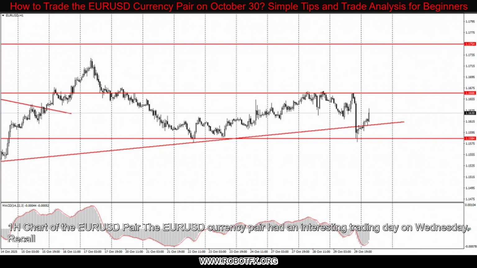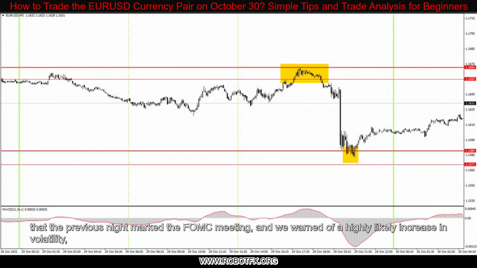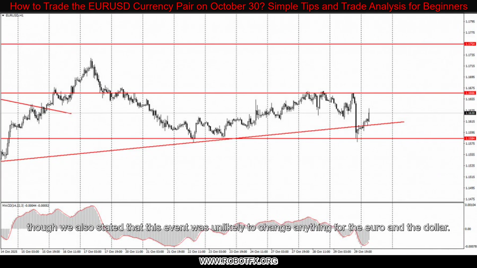1H chart of the USD pair. The EURUSD currency pair had an interesting trading day on Wednesday. Recall that the previous night marked the FOMC meeting, and we warned of a highly likely increase in volatility, though we also stated that this event was unlikely to change anything for the euro and the dollar. What did we see as a result?